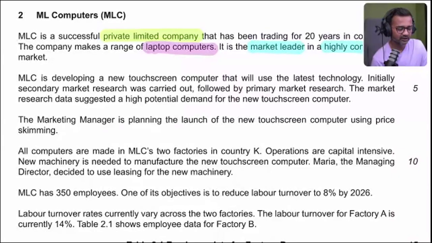This paper is 2024 March. The only variant in that is paper 2.2. And this is the second case study of it.